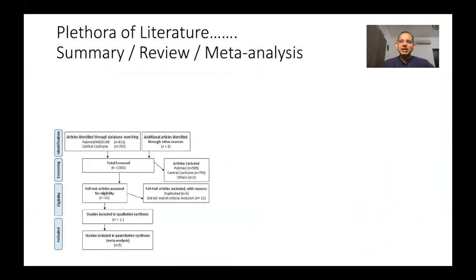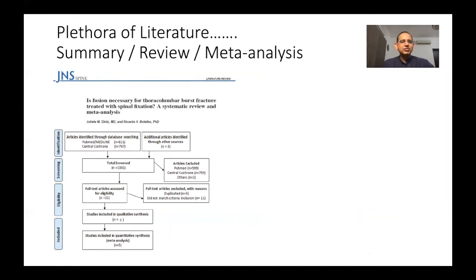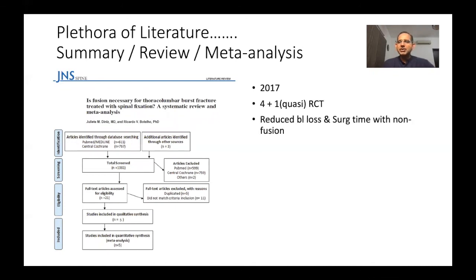So whenever one is faced with a plethora of literature, one has to look at a summary or a review, a meta-analysis, which was done by Denise and Botelho in 2017 on this very topic. They took 5 randomized control trials, and if you look at the sheer numbers, almost 1,400 papers were assessed, out of which they removed the duplicates and came down to 5 randomized control trials.